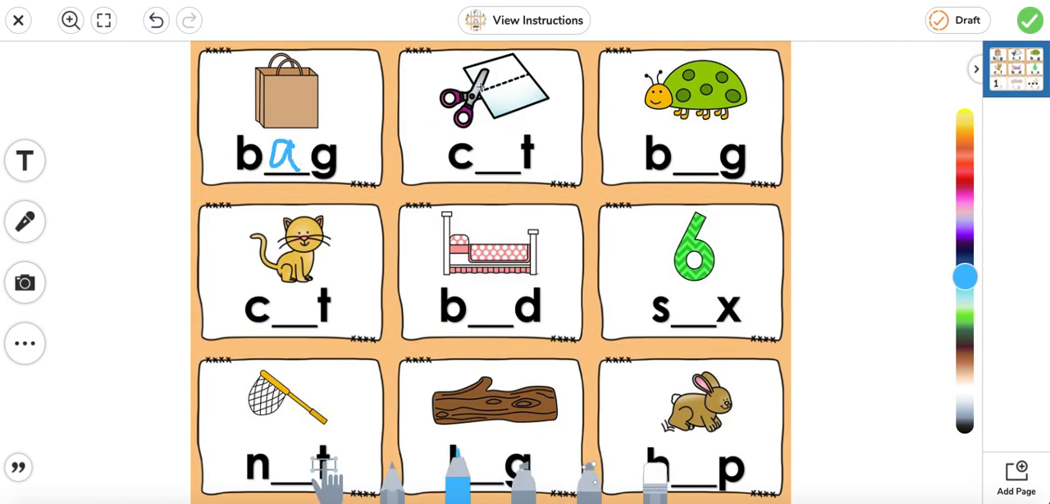What do you see? Cut. Sound it out. K, u, t. What letter makes the u sound? U. Let's go to the next one.